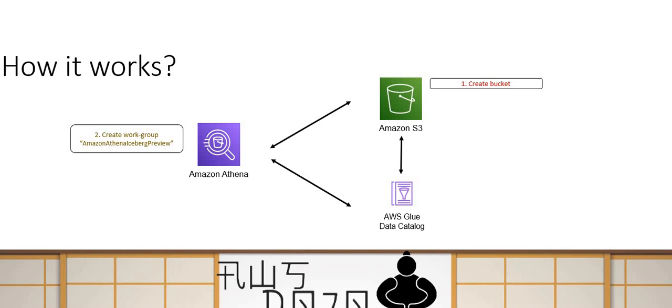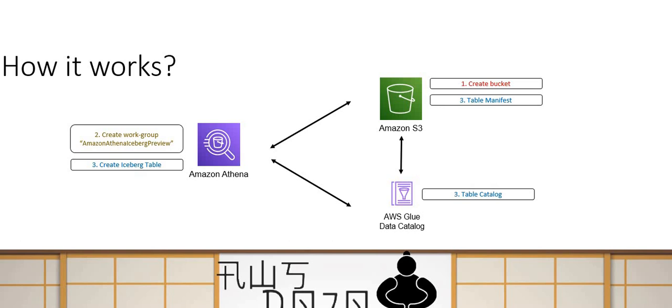But as of today, you have to create a special work group in Amazon Athena, Amazon Athena Iceberg Preview, and under this work group, you have to perform any Iceberg related query, Iceberg tables related queries. So the second step is, once you have created your S3 bucket, you create a work group in Amazon Athena, and then you create your table.